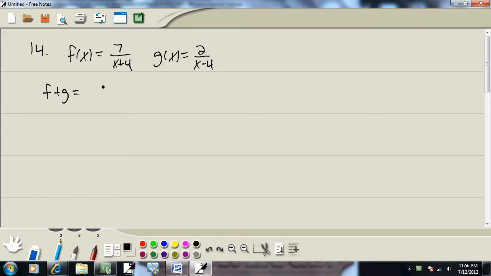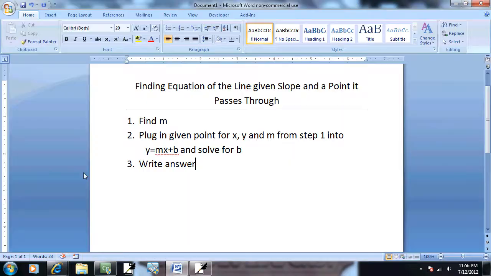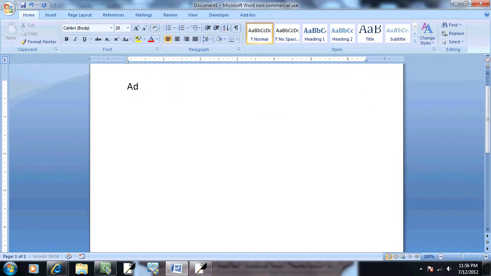Okay, so we're going to add two functions together. So I got 7 over x plus 4 plus 2 over x minus 4. And after we've put it in that form, we're basically adding or subtracting rational expressions with different denominators.